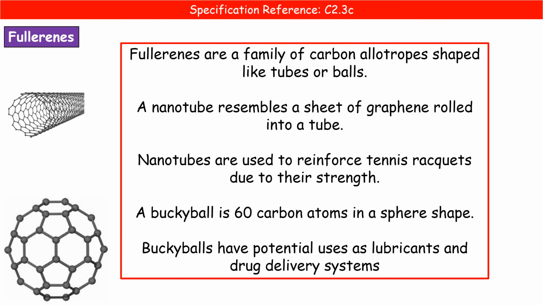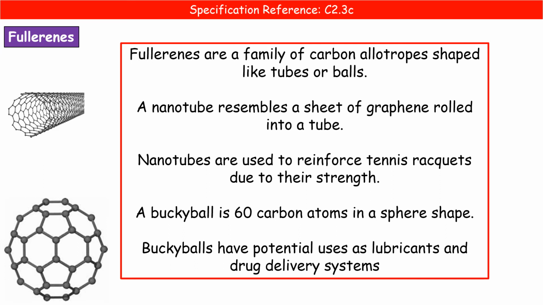The last little category that we're going to look at with regards to our carbon allotropes are fullerenes. Now, fullerenes are basically a family of these carbon allotropes that have been designed to be shaped either like tubes or like balls. If we've got one that's designed as a tube, we can refer to this as a nanotube, because what we've done to all intents and purposes is take a sheet of graphene and roll it up to make a tube-like shape, kind of like a straw.